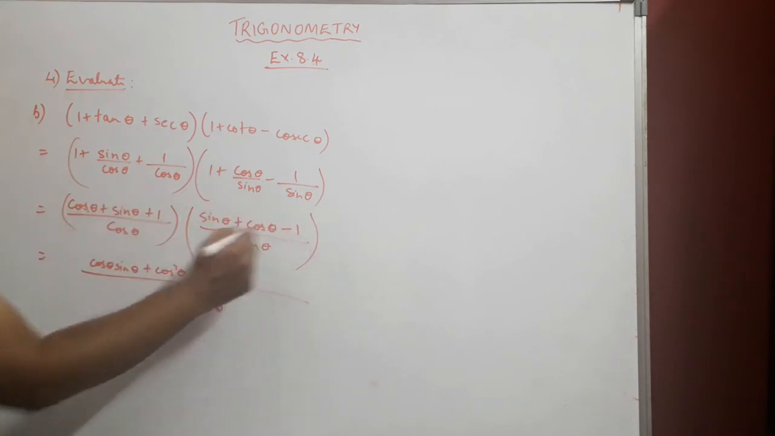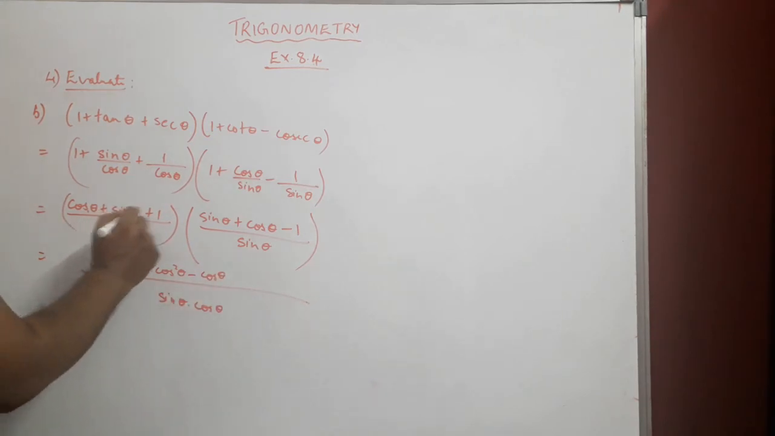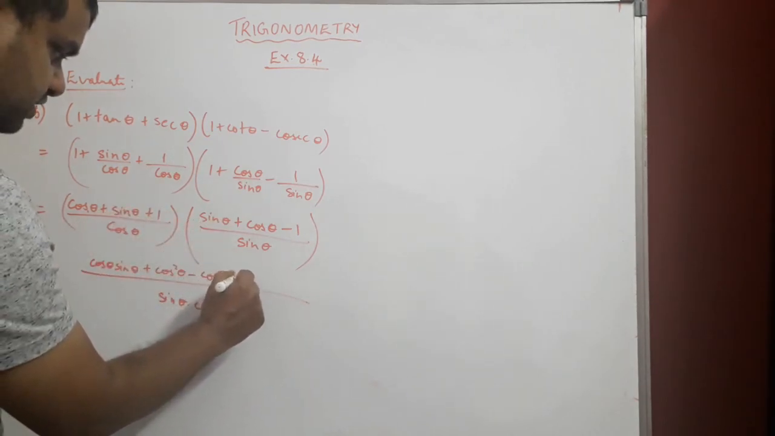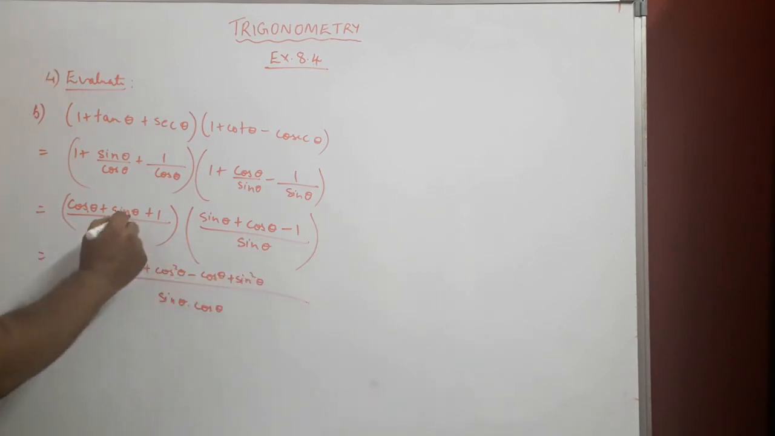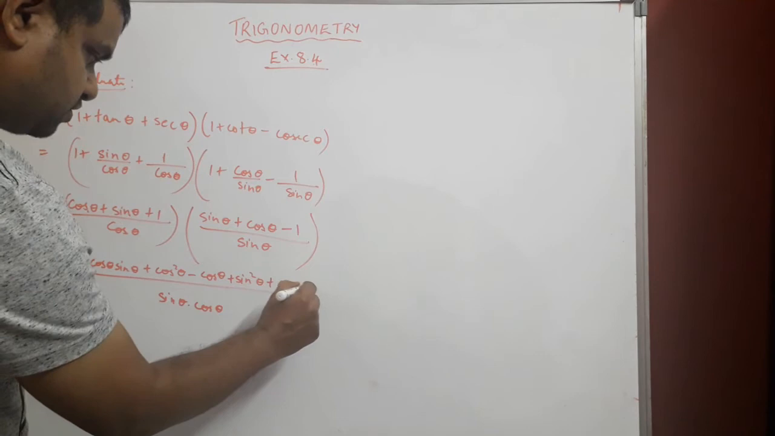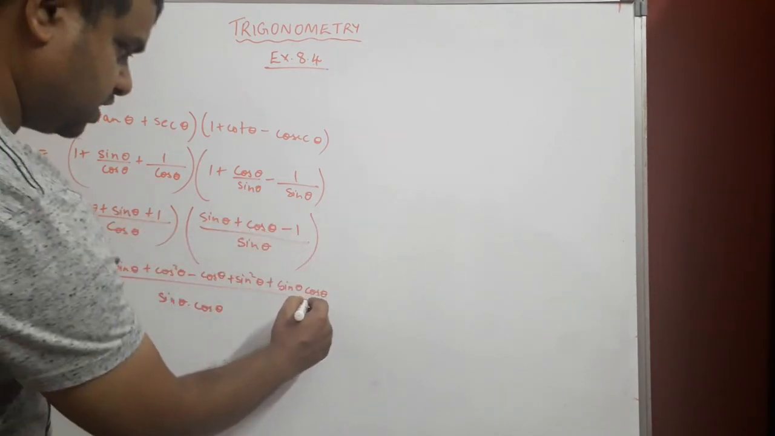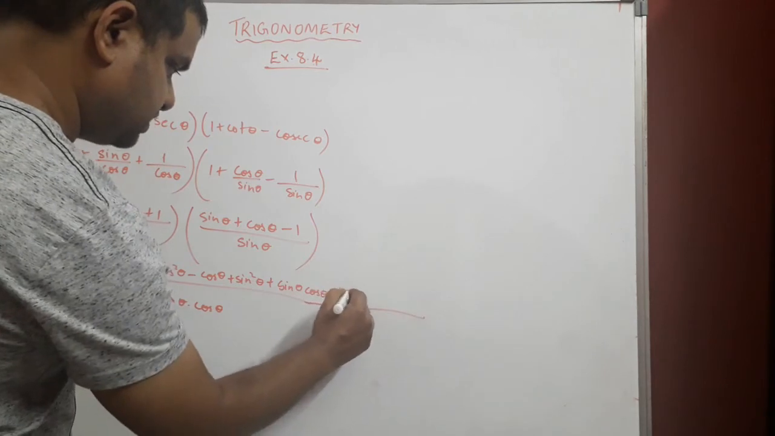Cos theta into minus 1 gives us minus cos theta. Then sin theta into sin theta gives us plus sin square theta. Sin theta into cos theta will give us plus sin theta cos theta. Sin theta into minus 1 gives us minus sin theta.